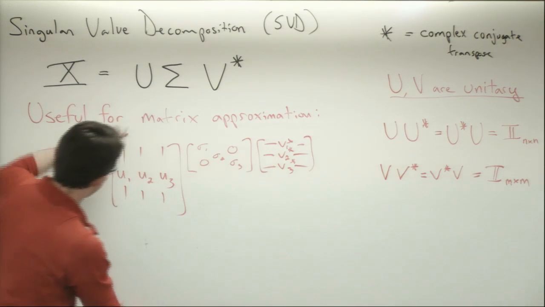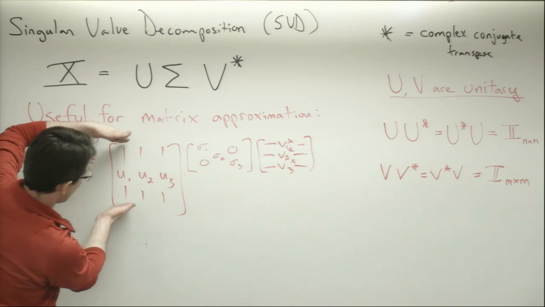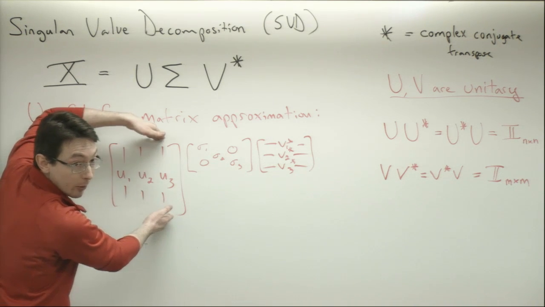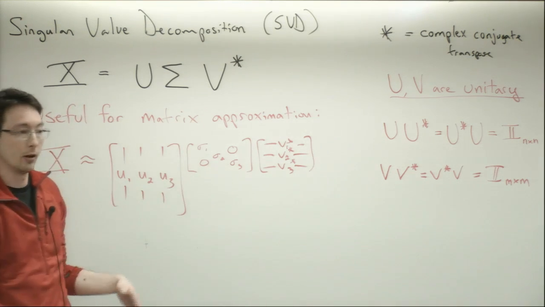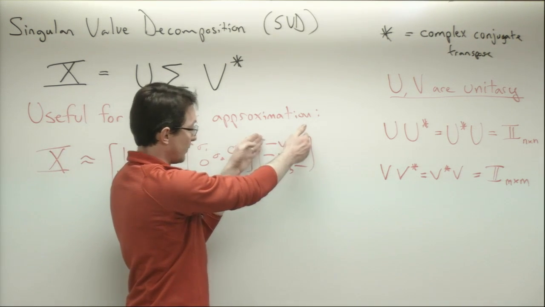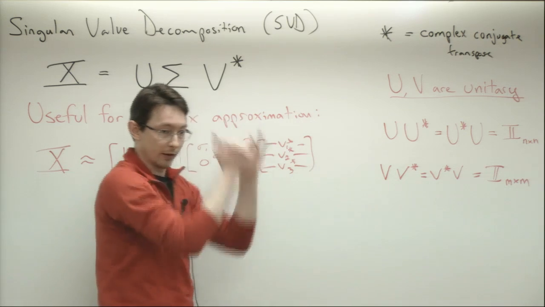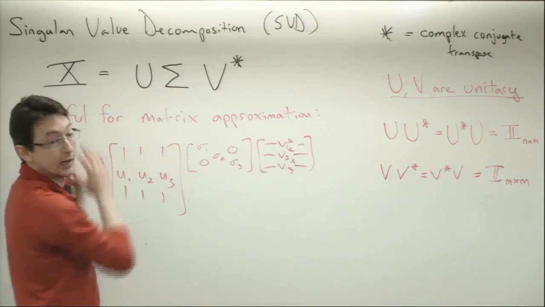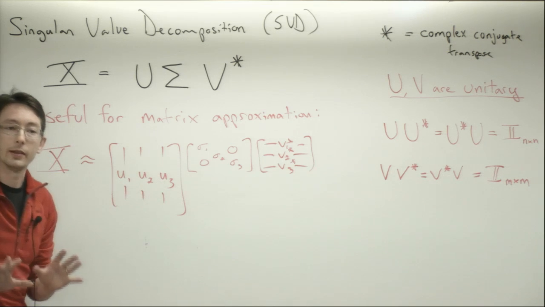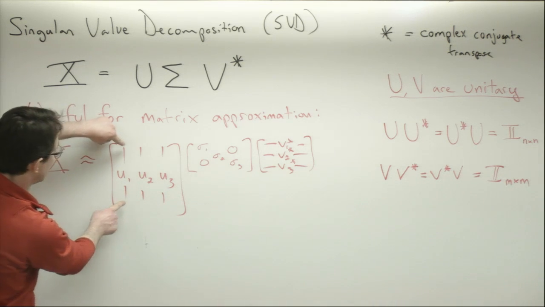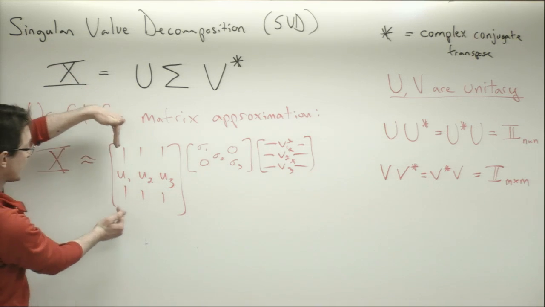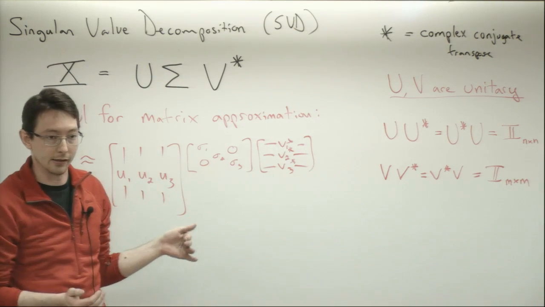Okay, so each of these columns, U1, is more important than U2. That's more important than U3. That's more important than U4. Similarly with V1, V1 is more important than V2, than V3, than V4. They're hierarchically ordered in importance of how much they explain your data X. And the great thing about these features is that they have the same shape as my measurements. My U's are exactly the same shape as my X's.